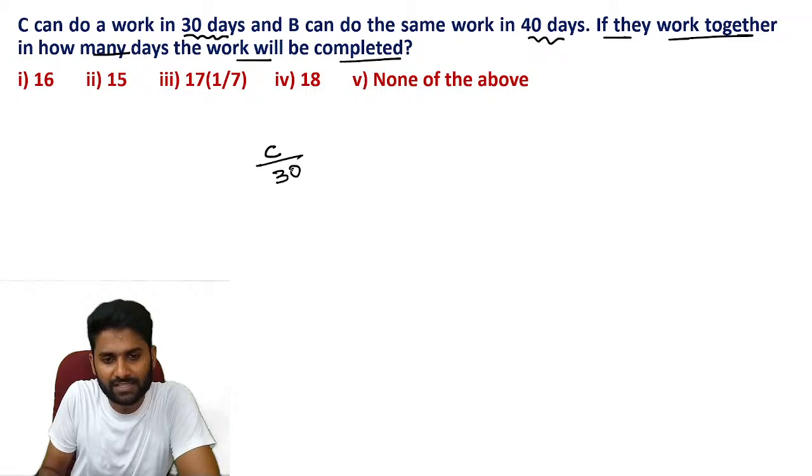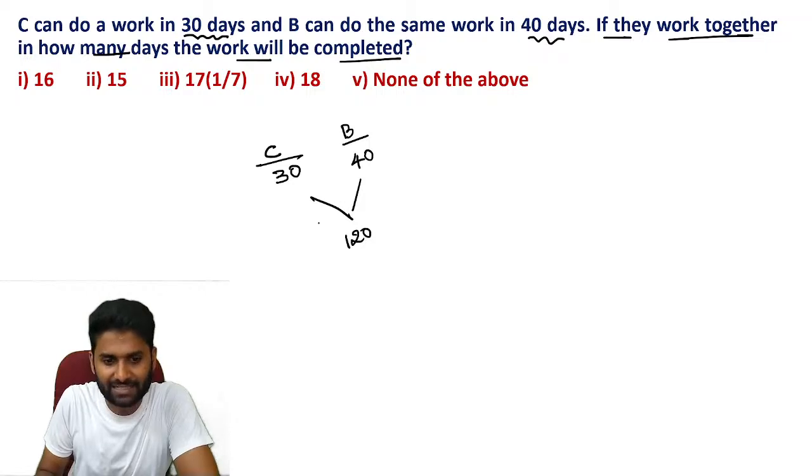Now C takes 30 days, B takes 40 days. We need one reference value. Total work is 120. Now 120 units of work completed by C in 30 days means per day work of C is 4 units. 120 units of work completed by B in 40 days. B completed 3 units per day.